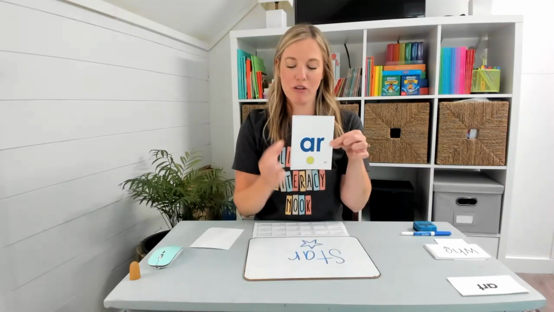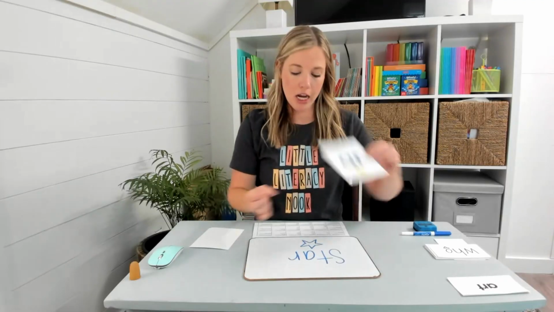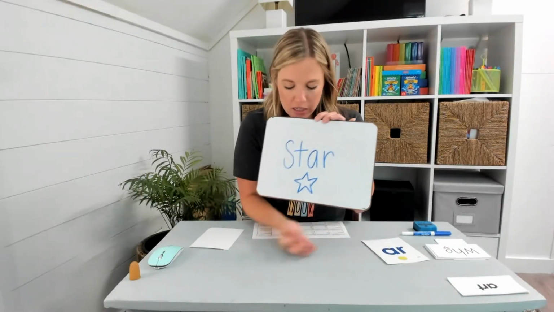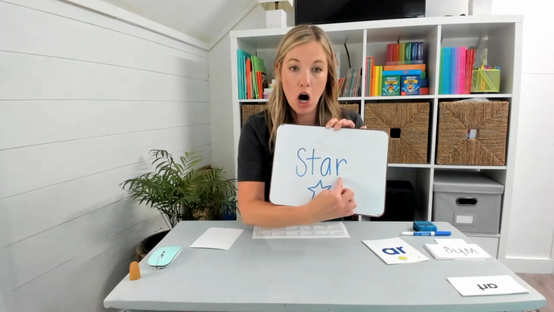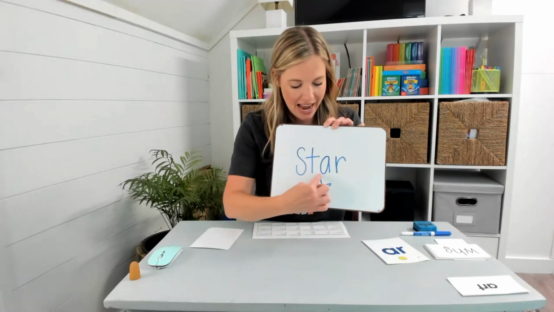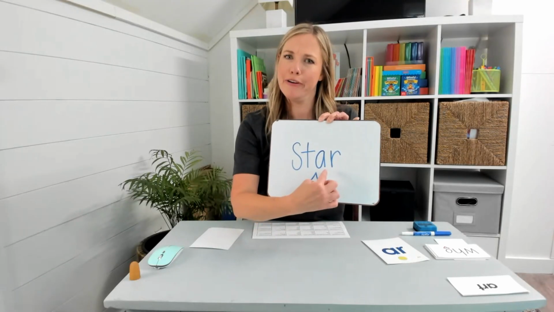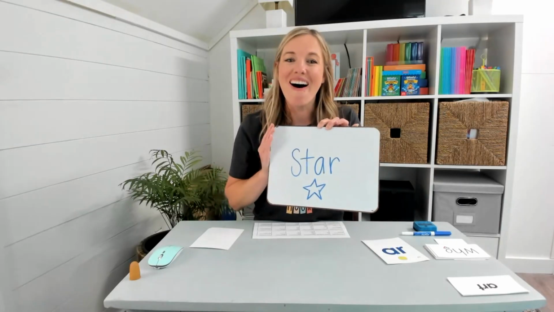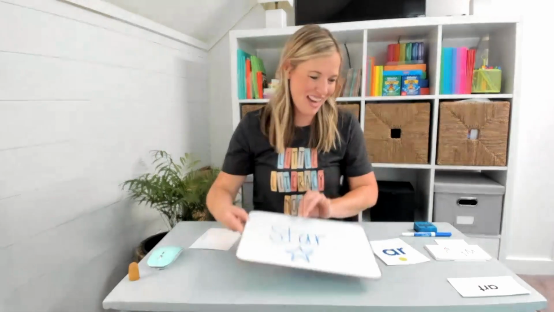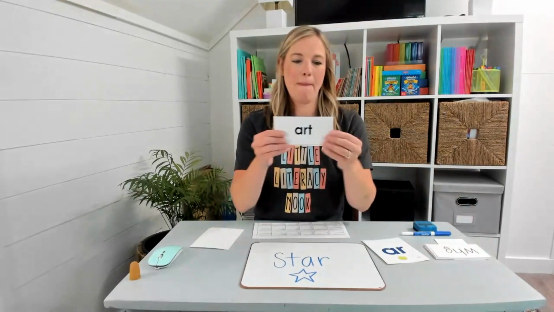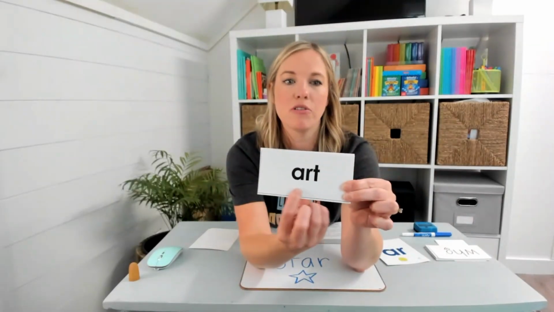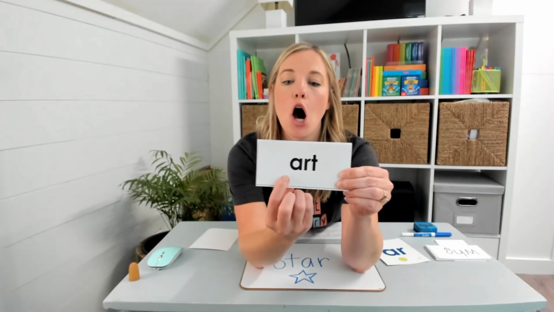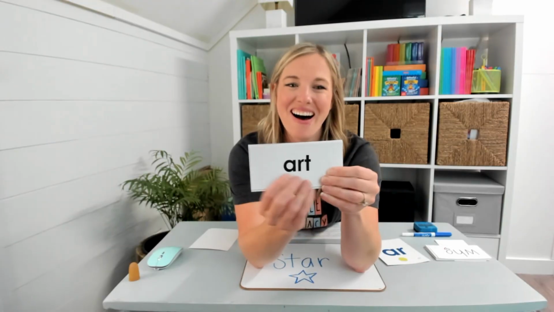Our clue word for AR is star. Star. We don't read this word stav-er. What? That doesn't even make sense. Star. Awesome. Let's get ready to read some words together. Look at our first word. Remember, these two letters together say R. What's this word? Art. Awesome.